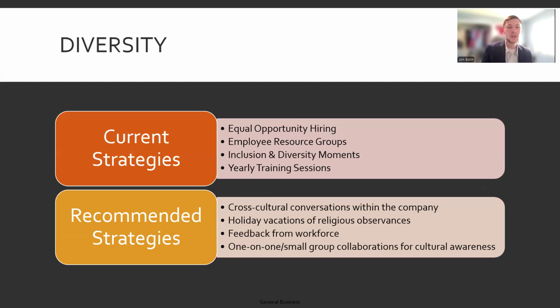Rounding it out with diversity, current strategies: Dow utilizes equal opportunity hiring, employee resource groups for different disabilities, different ethnicities, races maybe. They have different groups that help combine employees into having allies, inclusion and diversity moments, and yearly training sessions. So my recommended strategies would be cross-functional conversations within the company, a floating holiday, feedback from the workforce, and then again, cross-cultural awareness would be that last one.